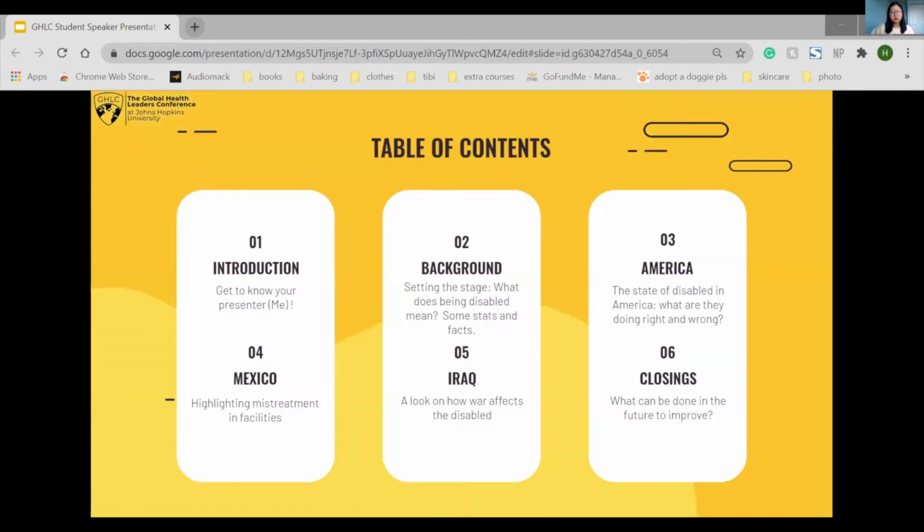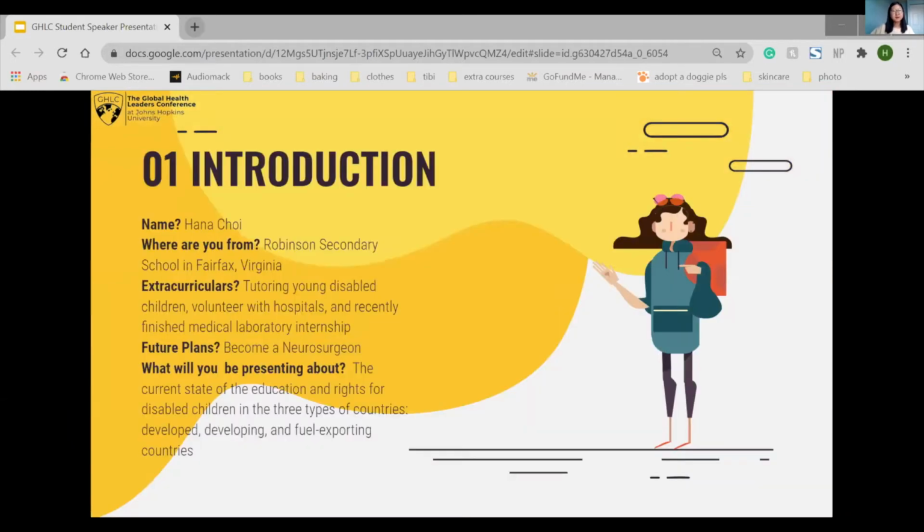So here's what we're going over today. Today I'm going to introduce myself, then I'm going to give a little bit of background, and then I'm going to talk about 3 different types of countries and how they treat disabled persons, and then I'm going to give my concluding thoughts.